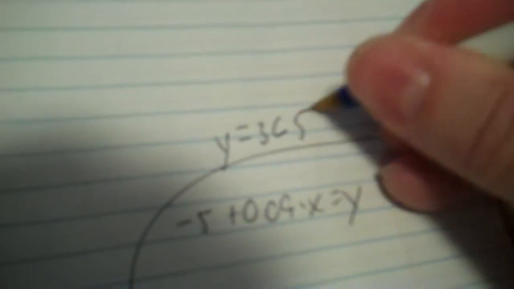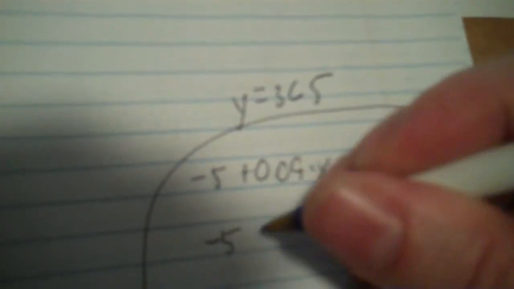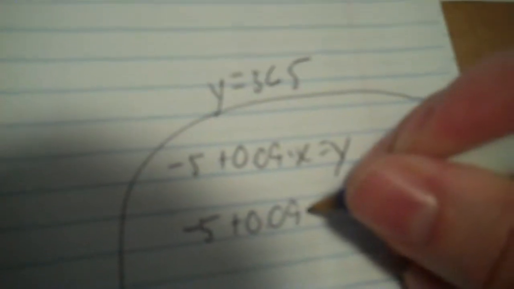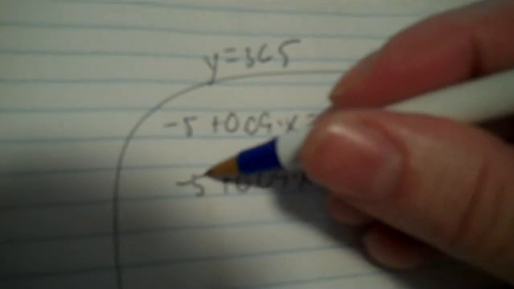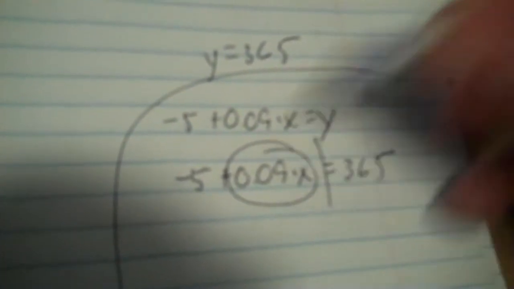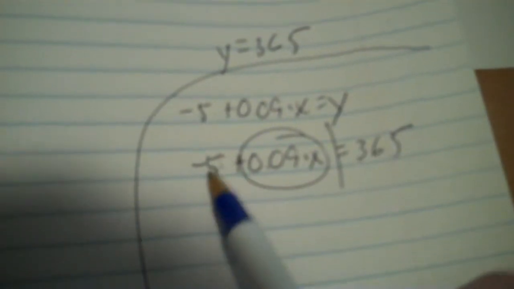Now everything's the same, okay? We were solving for the downloads, so we're solving for the x, and we need to put $365 in for the y. So y equals 365. So negative 5 plus 0.09 times x equals 365. So I'm on this side, I'm trying to solve for the x. We got plus and times. Okay, this has to go first.